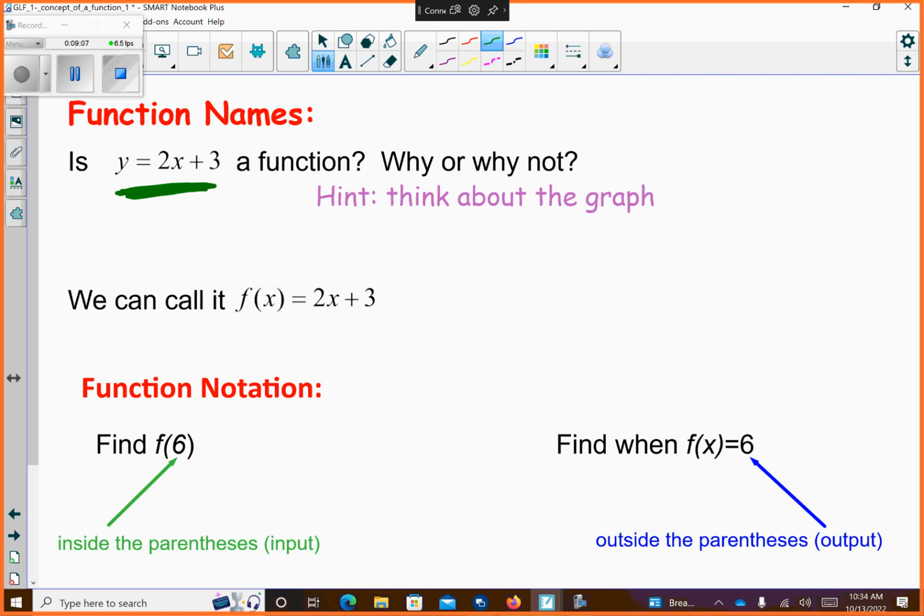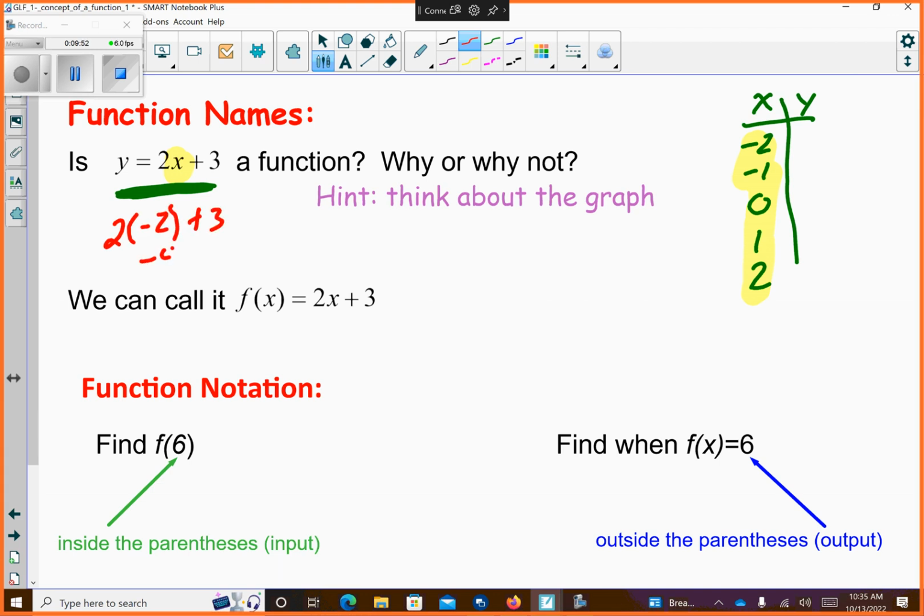So let's think about this. If I replace these numbers in for x, do I get a different number out each time? So 2 times -2 plus 3 gives me -4 plus 3, which is -1. If I take -1 and plug it in, 2 times -1 is -2, plus 3 is +1. If I plug 0 in, 0 plus 3 is 3. If I plug 1 in, that gives me 2 plus 3, which is 5. If I plug 2 in, that gives me 4 plus 3, which is 7.